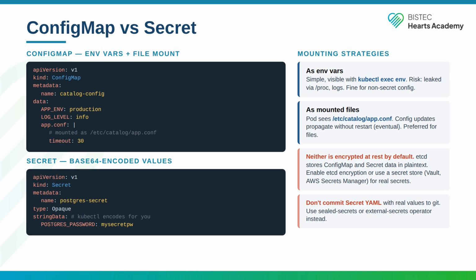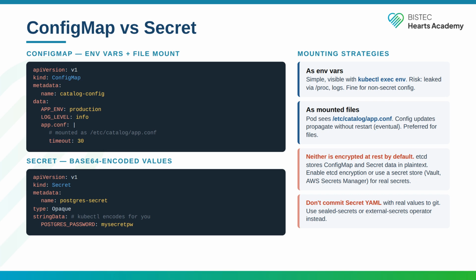There are two mounting strategies. Env vars are simple and work with any application. The risk: env vars are visible in process listings and in crash logs. File mounts have one useful property. When the config map is updated, the file in the pod updates, eventually, without a pod restart.